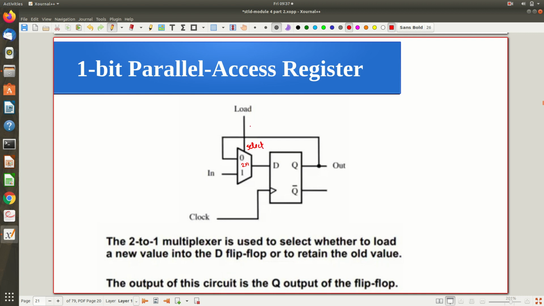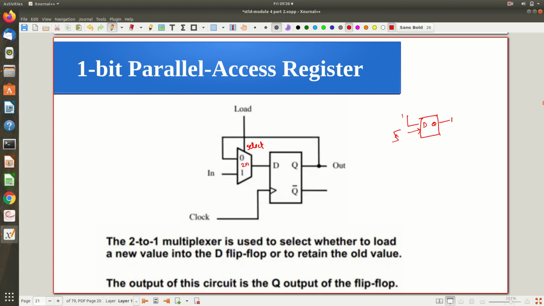So why do we need this load input? Because so far what we saw is a D flip-flop, and when we apply D equal to 1, the output Q is found to be 1. If D is 0, the output is 0. So like that we saw. And there is also a clock, where during the positive edge transition of the clock, this storage will happen. But we don't want it.